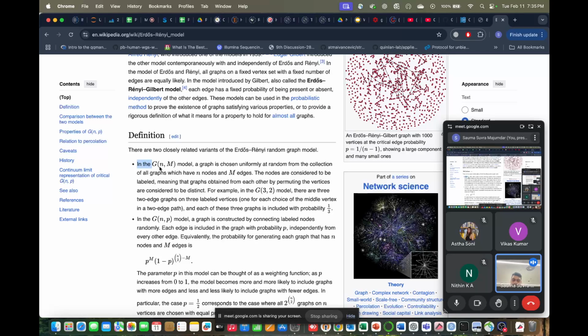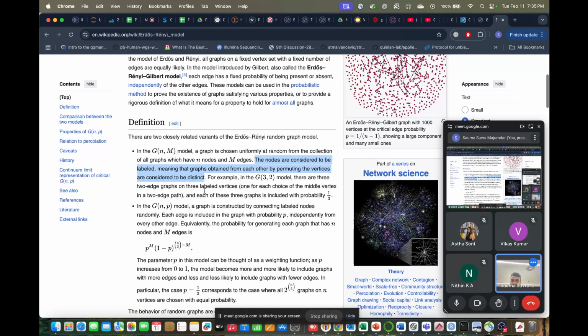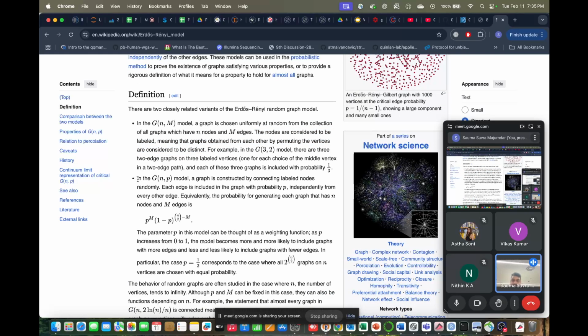So this is the model G(n, m), where basically m is the number of edges and n is the number of nodes. The nodes are considered to be labeled, meaning the graphs are permutation-sensitive also. So this is a better definition. In this particular model, a graph is constructed by connecting labeled nodes randomly. So there will be a probability associated with it. According to that probability, each edge in the graph will be connected between two particular nodes, independent of every other edge. So the degree distribution actually doesn't matter for that particular node, right?